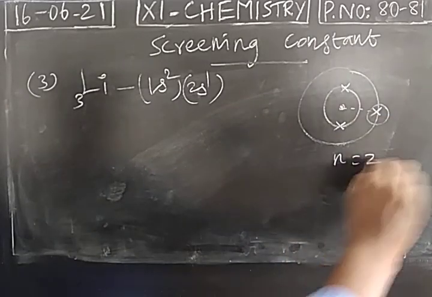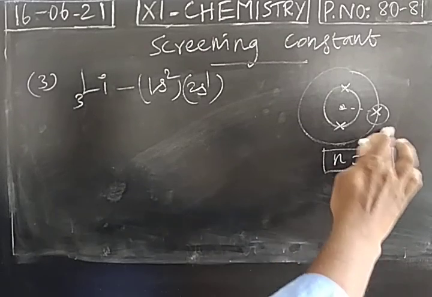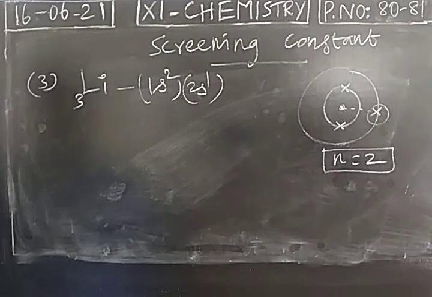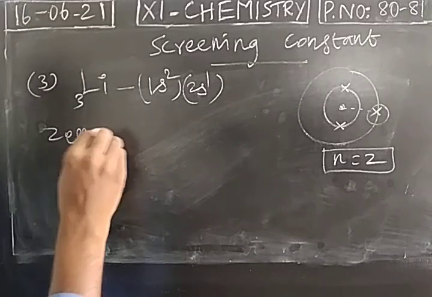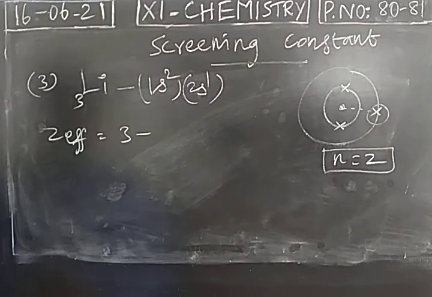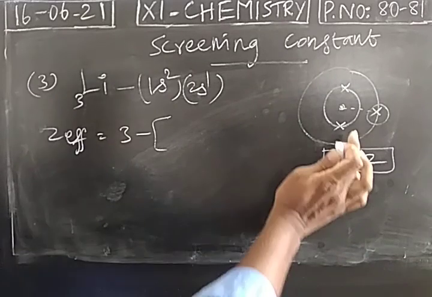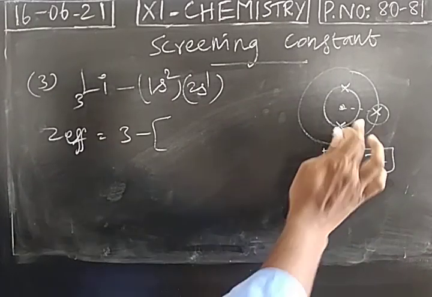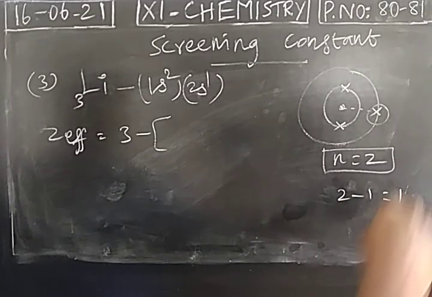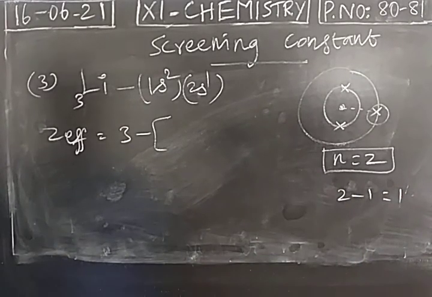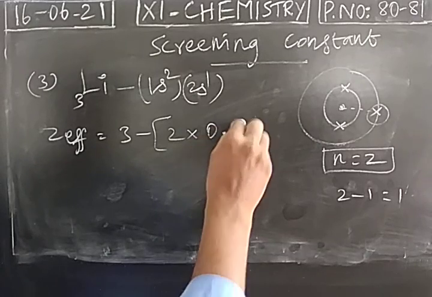What is the n value? 2. The selected electron is in the second cell, n value 2. So effective nuclear charge is equal to atomic number 3 minus screening constant value. And in the nth cell, we don't have other electrons, we leave it. But we have n minus 1 cell. That means the first cell. N minus 1 cell is nothing but what? First cell. So we have 2 electrons present in the n minus 1 cell. The electron present in the n minus 1 cell will contribute 0.85.